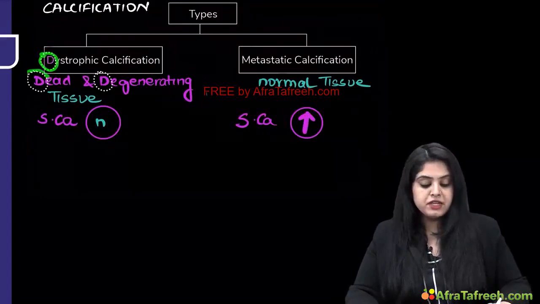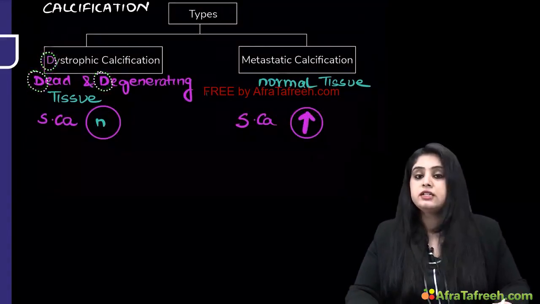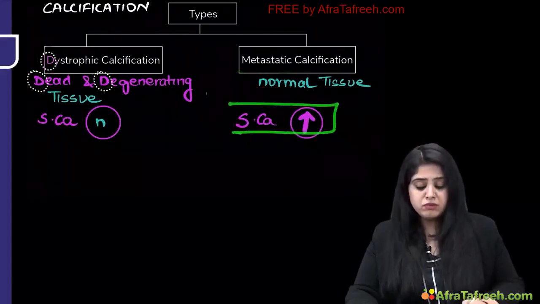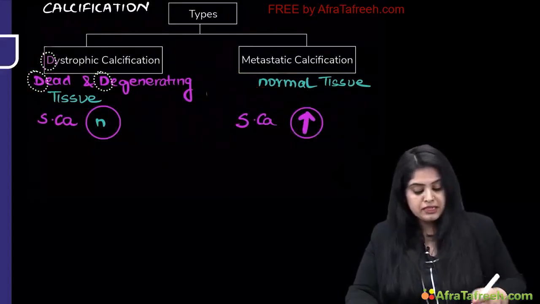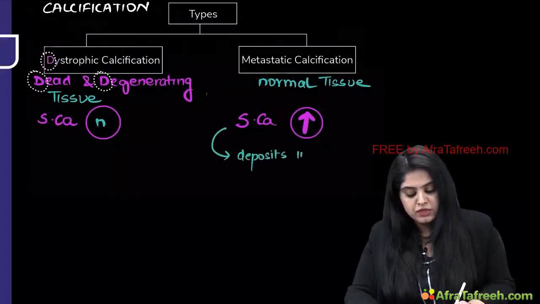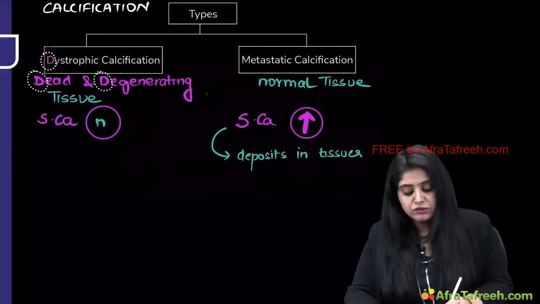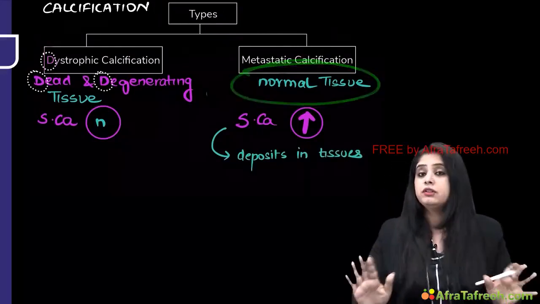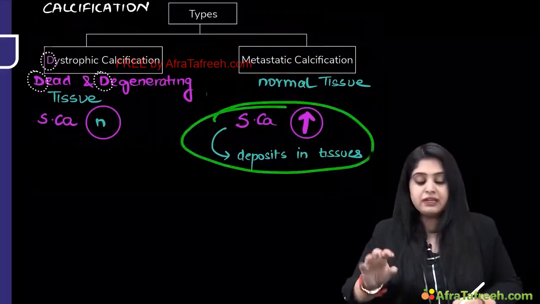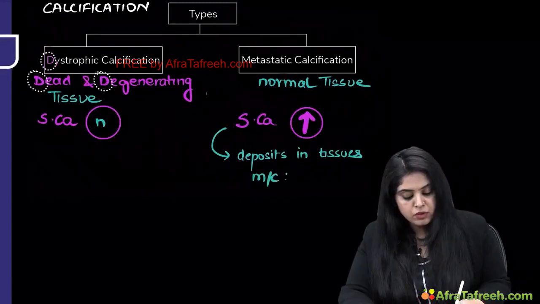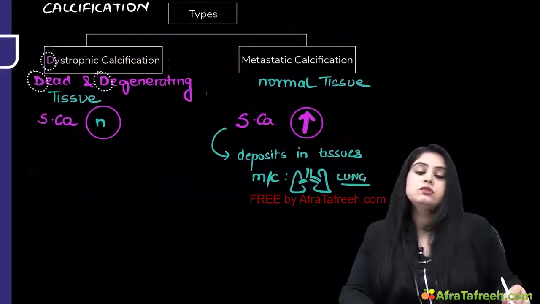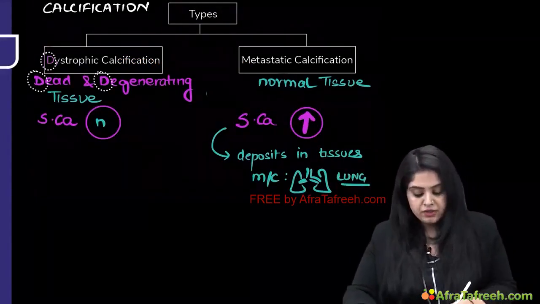Blame one thing. In dystrophic calcification, blame the tissue. Dead and degenerating tissue is there. In metastatic calcification, blame the calcium. There is too much blood calcium present. You know what will happen? This blood calcium will be so much that it will go and deposit in different tissues. So you will say, ma'am, it was not the fault of the tissues. The tissues were totally normal. It's the fault of the blood calcium that is going and sitting in the tissues, and the most common organ in which it goes and sits is the lungs. The most common organ where it goes and sits is the lungs.